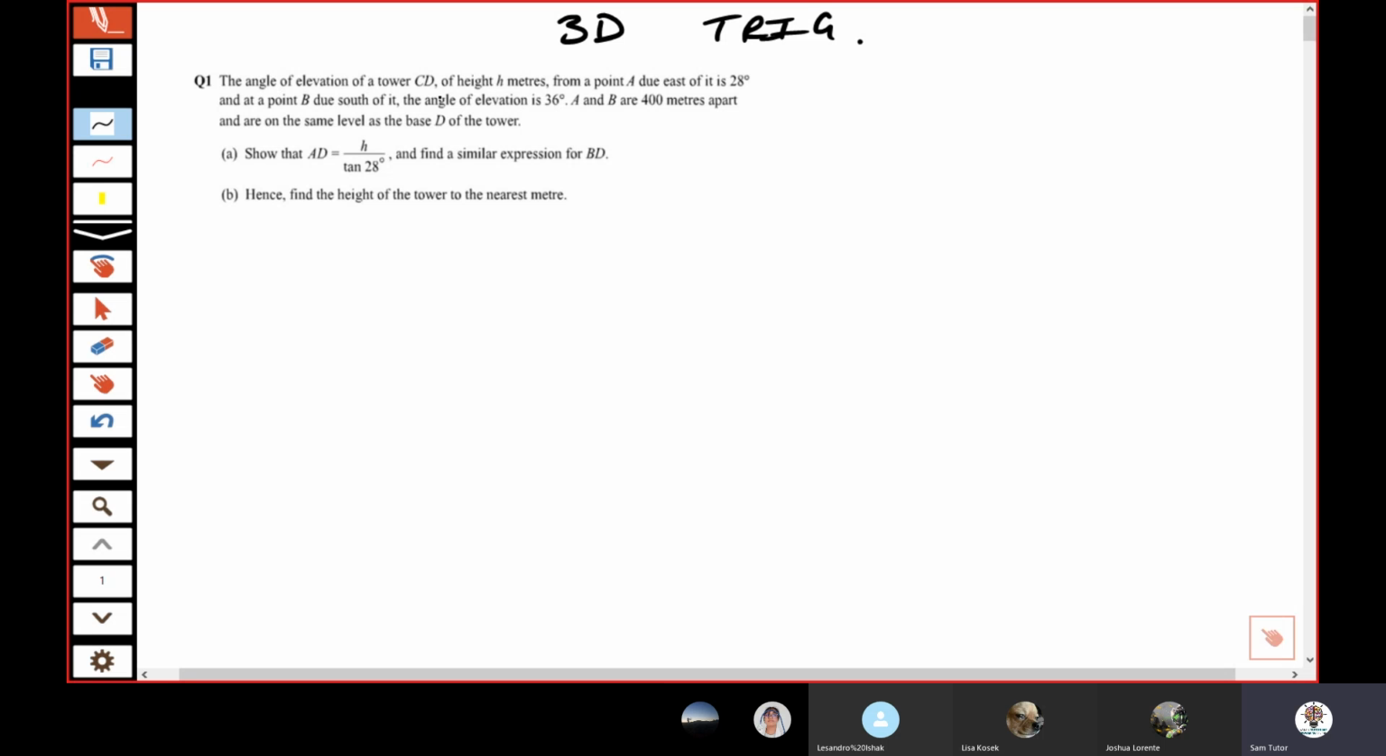But what it's saying is that there's a tower, CD, and the base is D. There it is, right? It's got a height h. From a point A, which is due east of it, there's A. The angle of elevation is 28 degrees. Okay, I think most of us understand that bit.